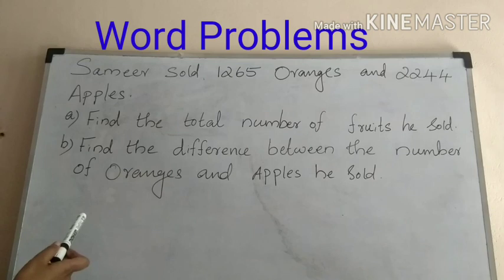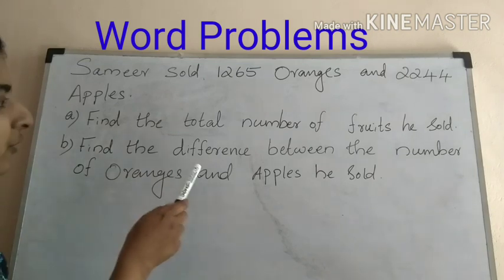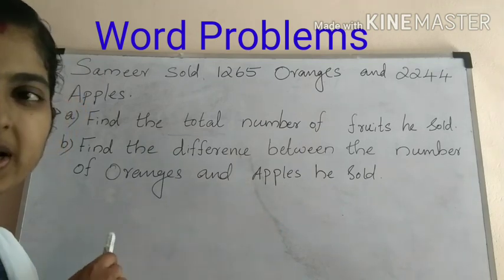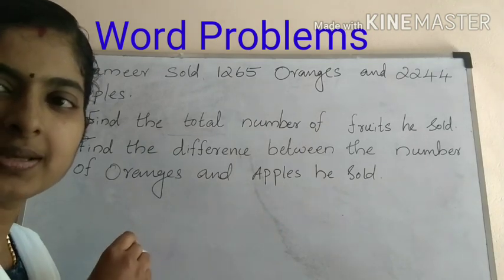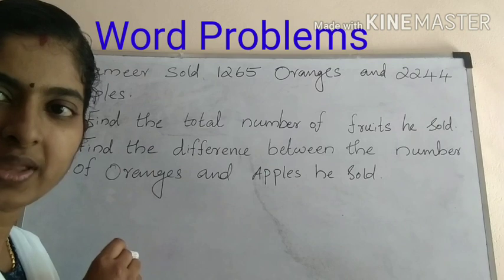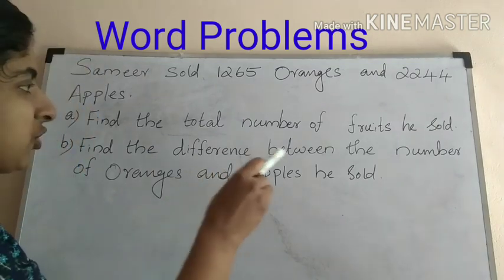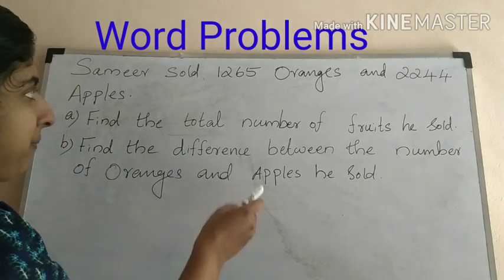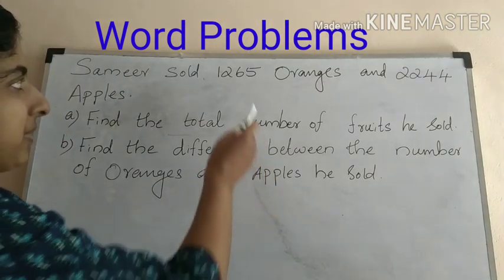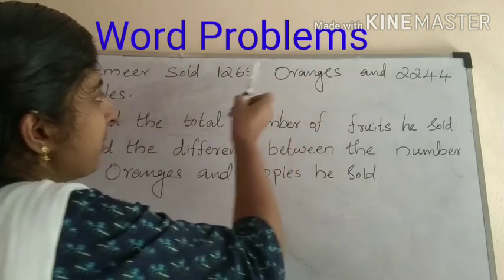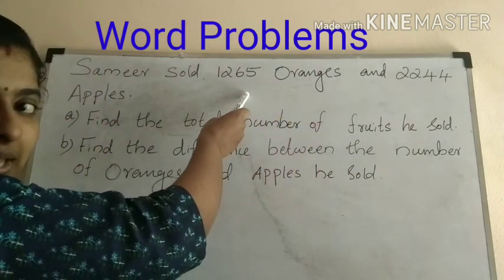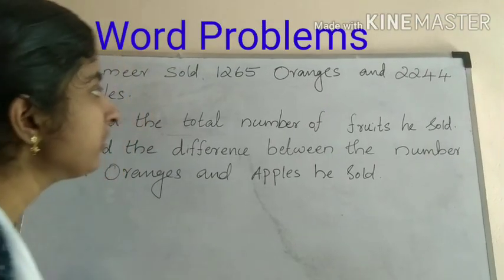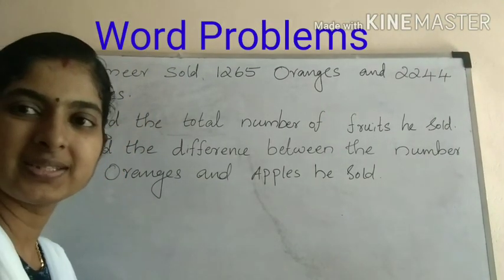Then see the second question. Find the difference between the number of oranges and apples he sold. Difference means subtraction. Subtract, what are the numbers? Subtract oranges and apples. This means the bigger number minus the smaller number. That is the difference between these two fruits. Okay, now you say how to write the steps.